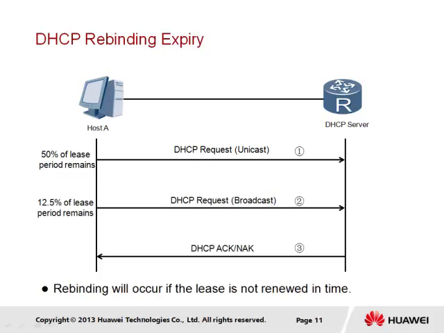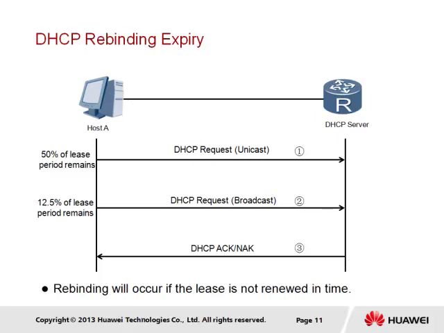There may be instances where requests for renewal of the lease go unanswered by the DHCP server, due to changes to the server or as a result of the server's absence from the network. When only 12.5% of the lease period remains, however, by default, the client will proceed to send DHCP request messages as a broadcast in an attempt to find the server.